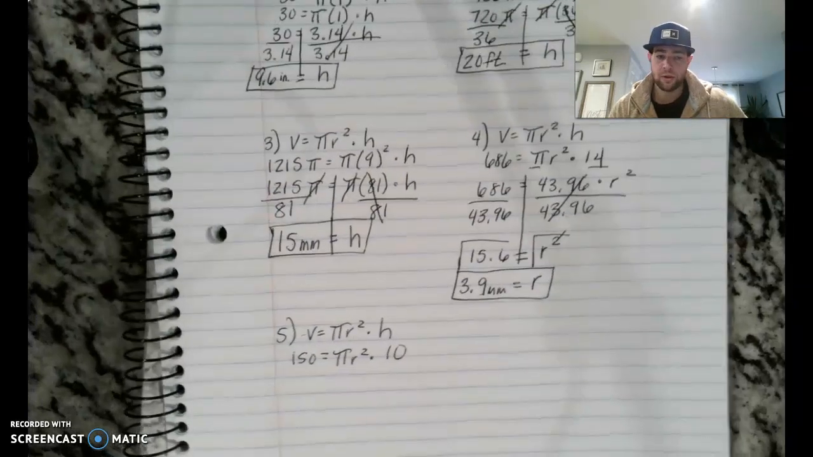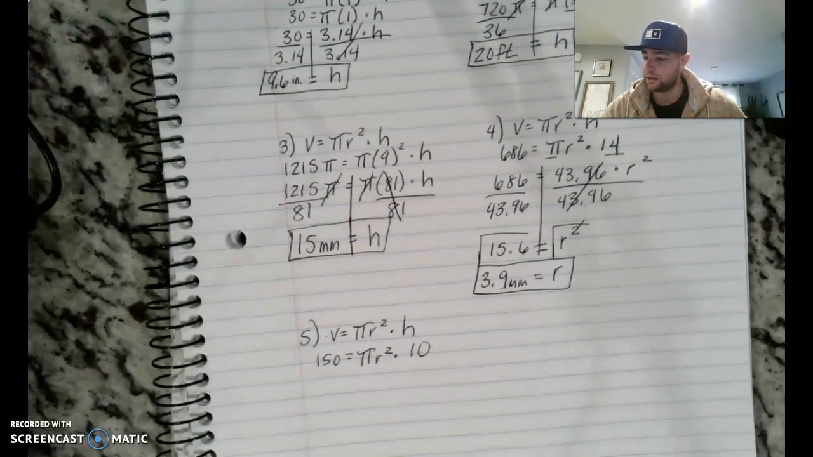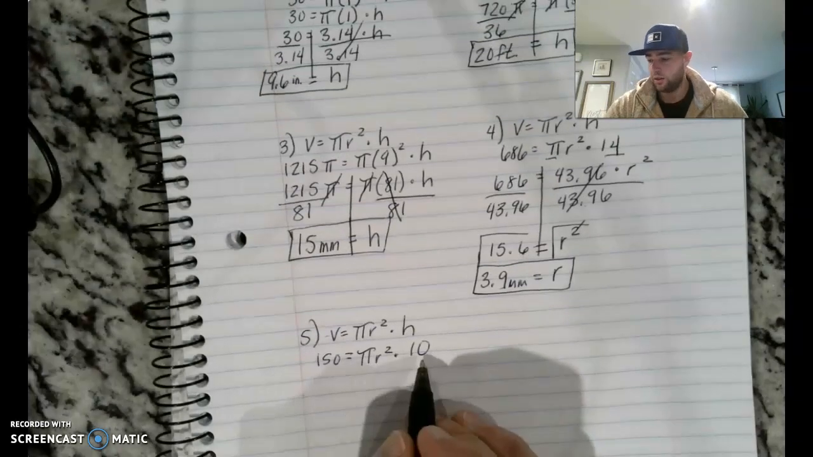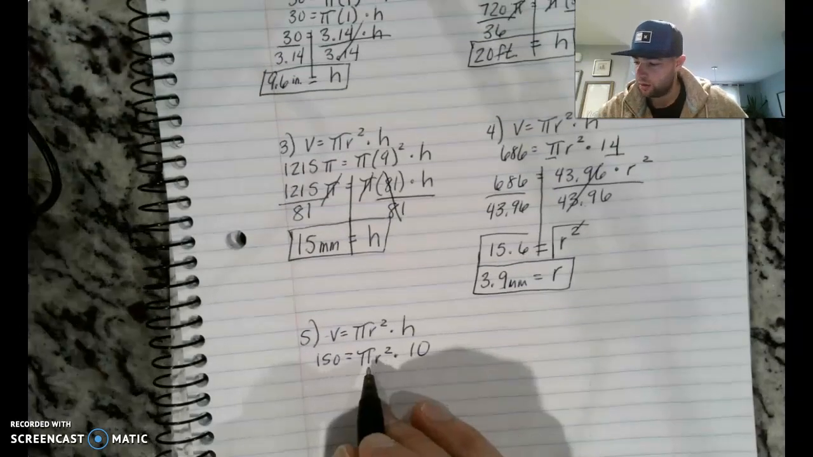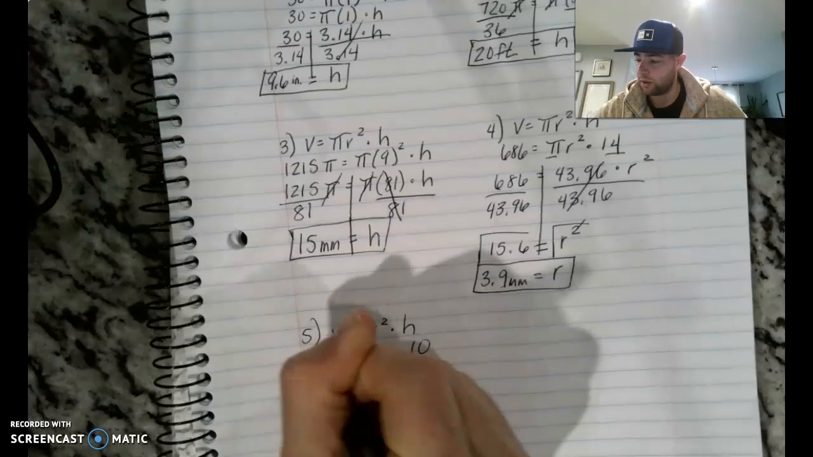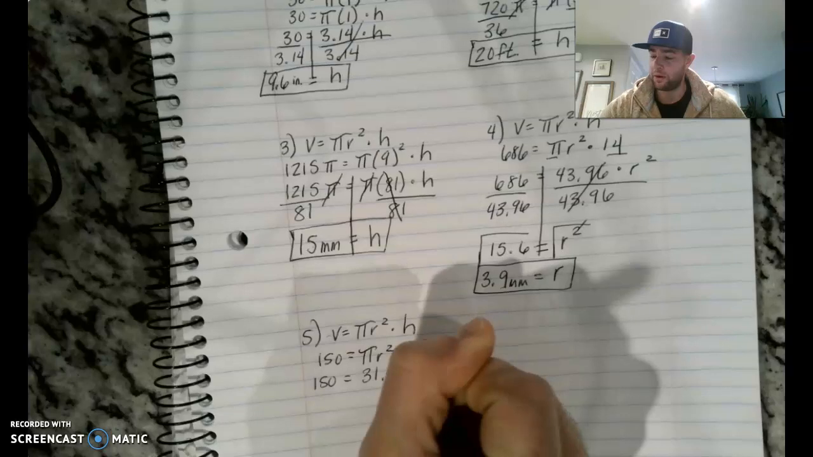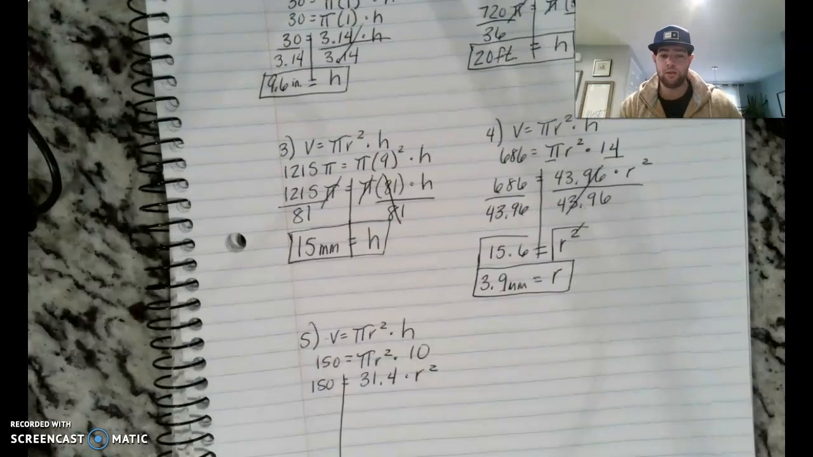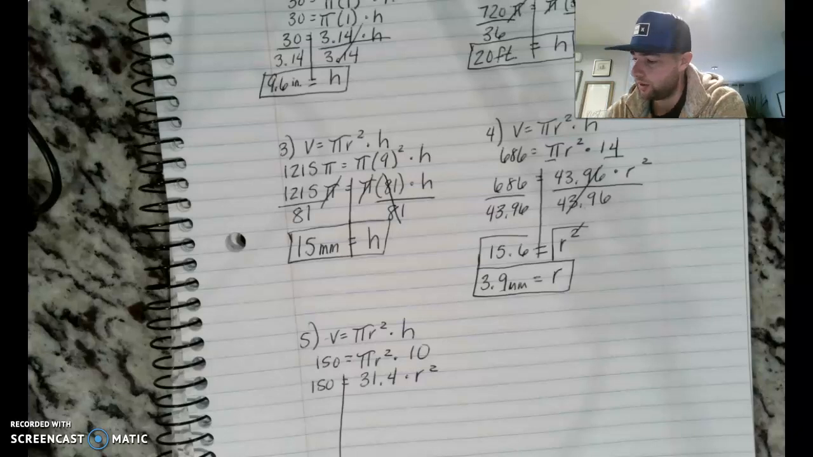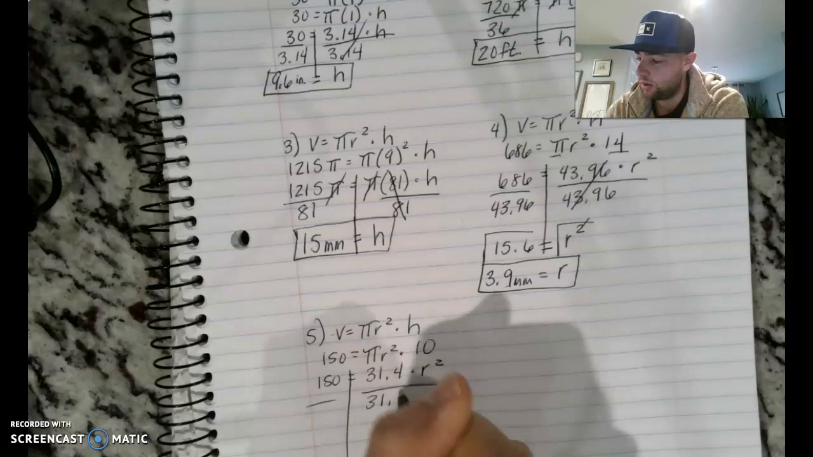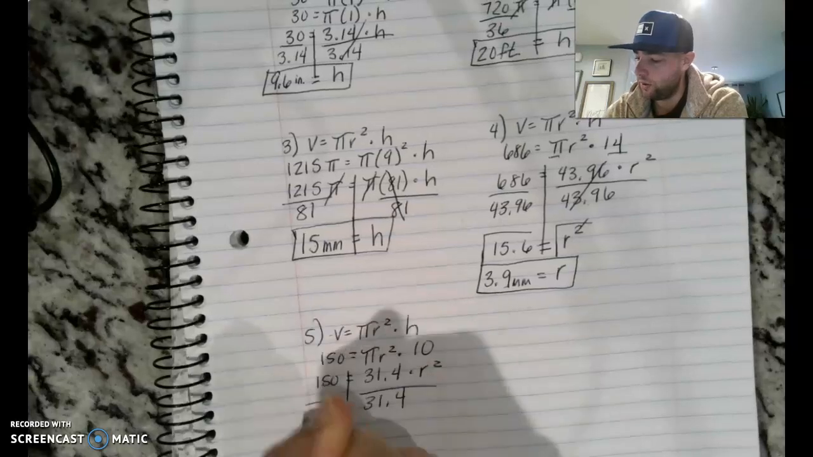And then the first thing we're going to do is pi times 10. So 3.14 times 10, I'm just moving that decimal point one place to the right. So it's going to be 150 equals 31.4 times the radius squared. And then we're going to follow the last two steps that we just did to get the radius by itself. I'm going to divide both sides by 31.4. Show what cancels.